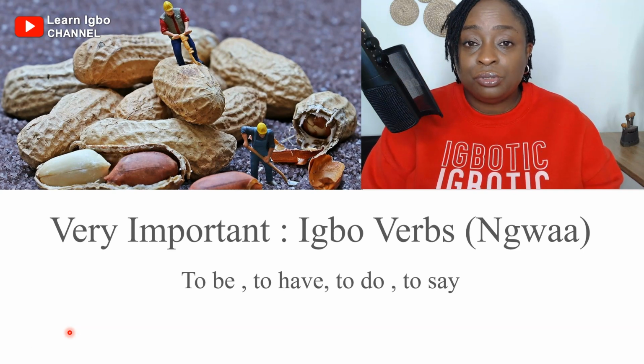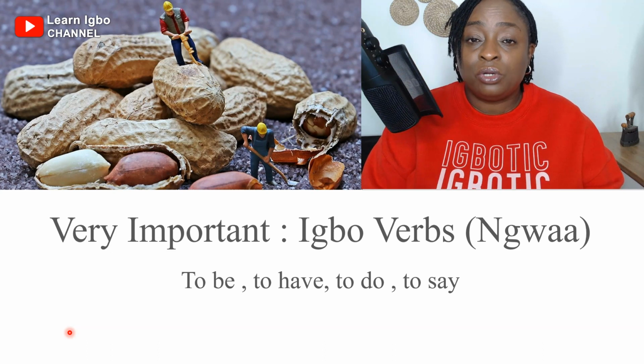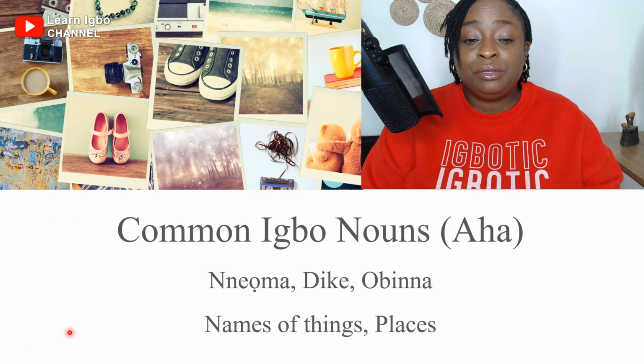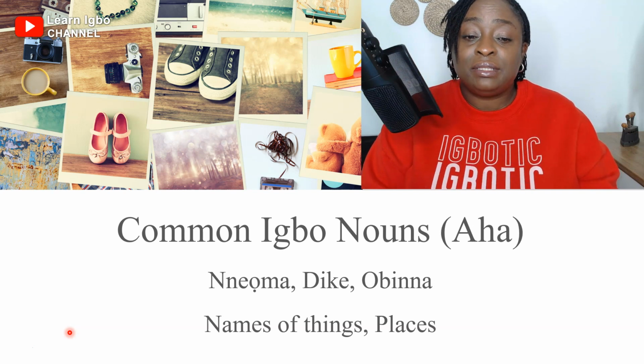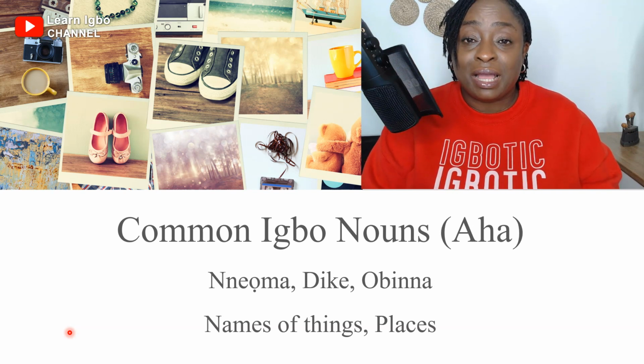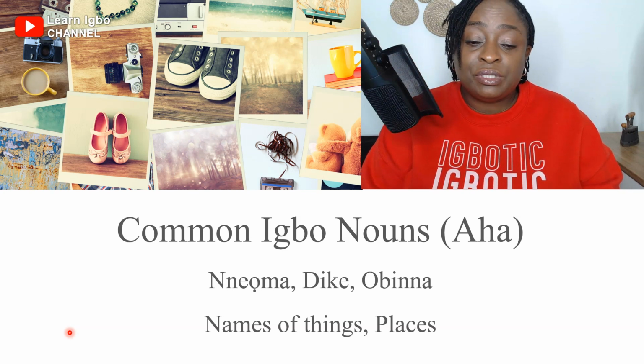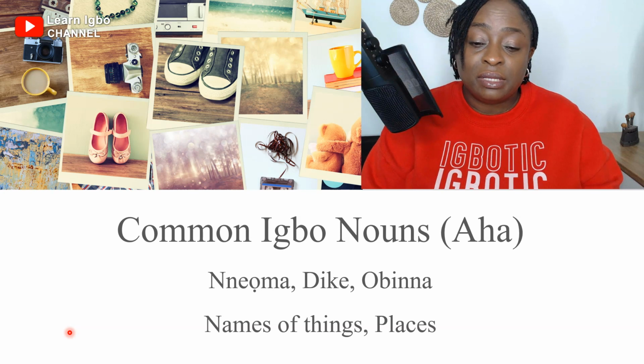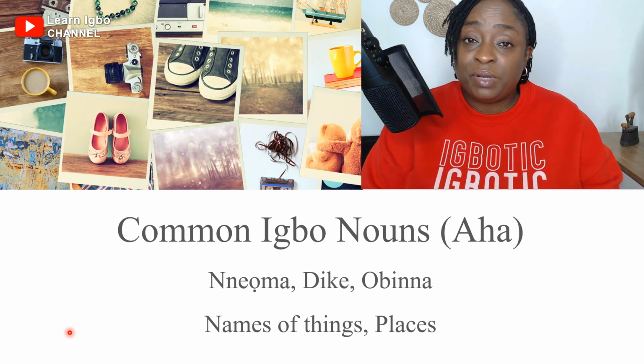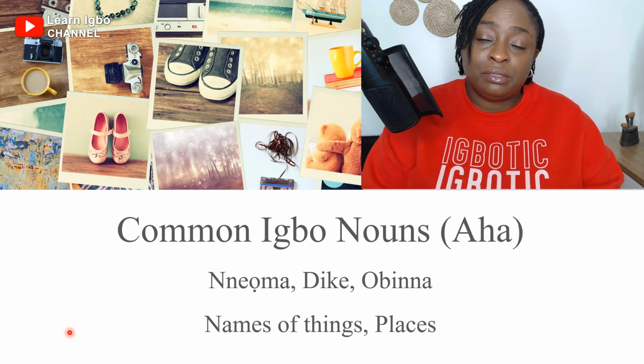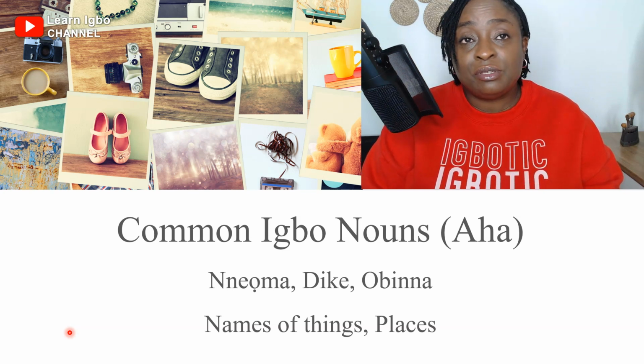So the more you work on your learning, the more you master all these things. Then you also need to learn the common Igbo nouns, the aha. Normal names of people like Nneoma, Nneka, Obinna. Names of things and names of places like London, New York, those are nouns. And maybe names of Igbo places as well.